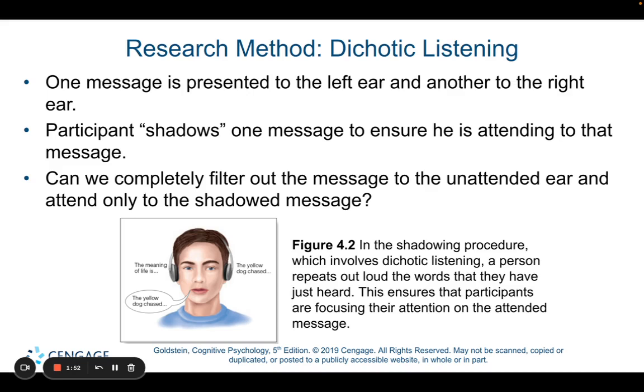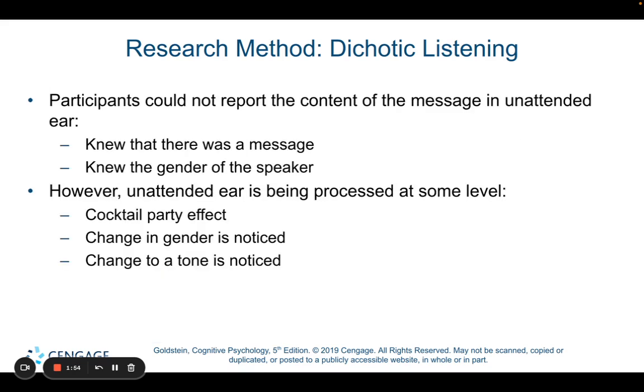The person is supposed to try to filter out the message from their unintended ear so that they can hear the shadowed message. Most of the results from dichotic listening studies show that participants cannot report the content of the message in their unattended ear. They know that they heard something. They might even know the gender of the speaker, but they can't really process what the message was.